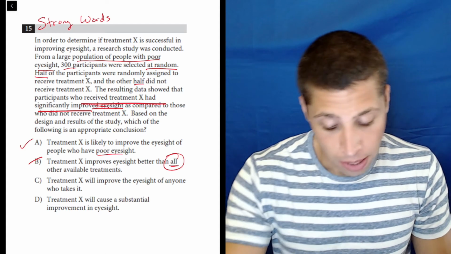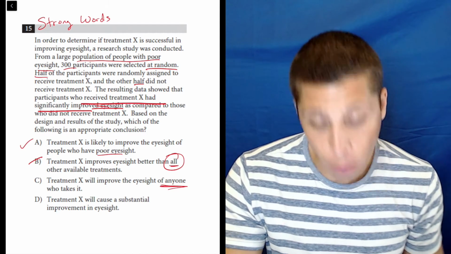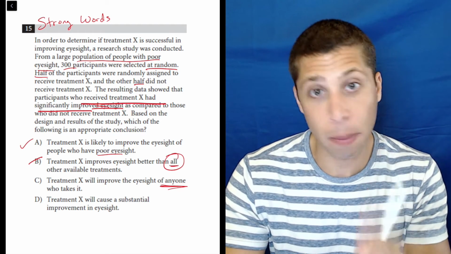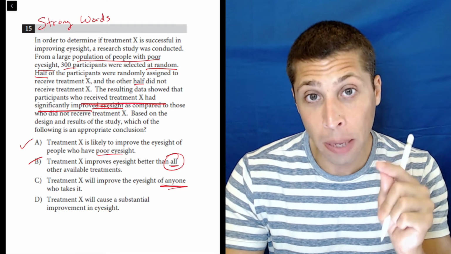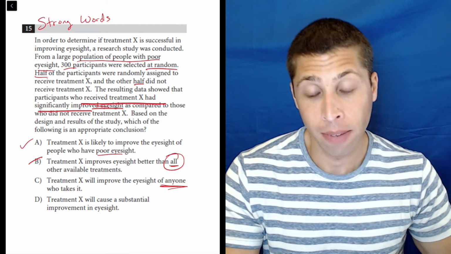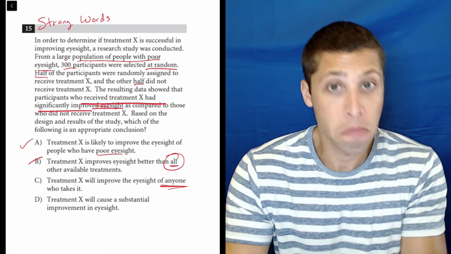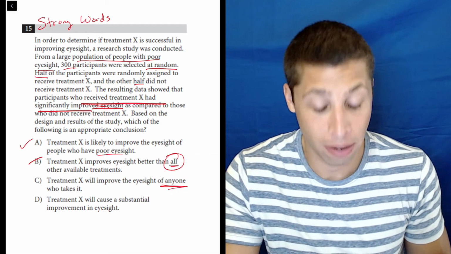Let's look at C. Treatment X will improve the eyesight of anyone who takes it. No. Also, that's a strong word, right? And this was a survey of 300 people, and first of all, it's only people who have poor eyesight. So if you have good eyesight, we don't know what's going to happen. Will treatment X help you? Maybe, maybe not. We don't know if it's going to give you like superhero abilities. That was never talked about.